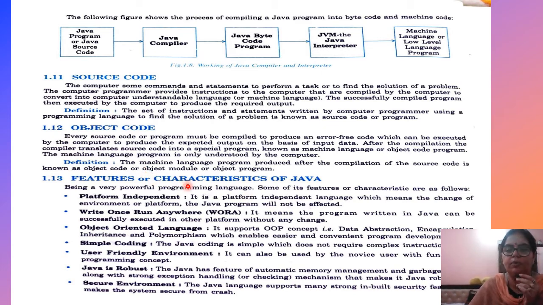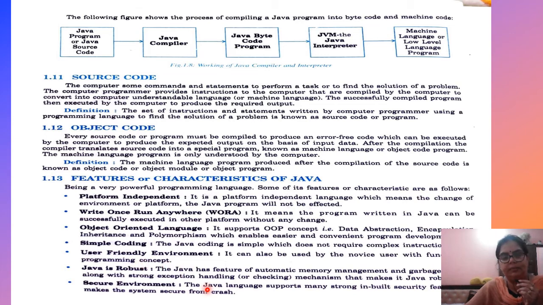Now see what the features or characteristics of Java are. It is very important, students. Each and every point of this statement is important. See, it is platform independent. It can write once, run anywhere. We can write it once and we can run it anywhere. Object oriented language is used. It is simple, simple coding is used.